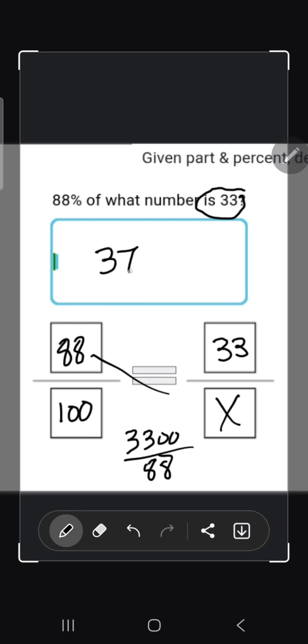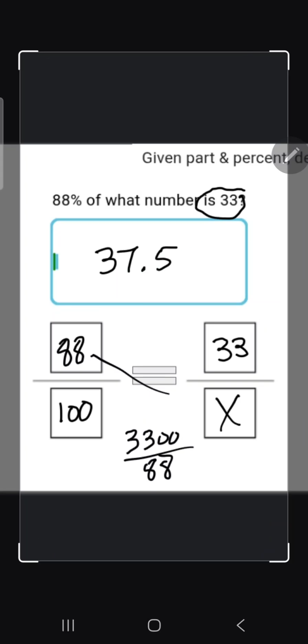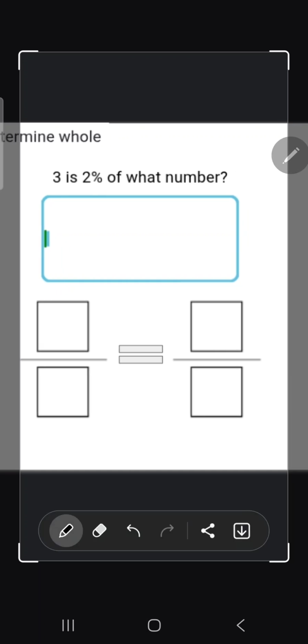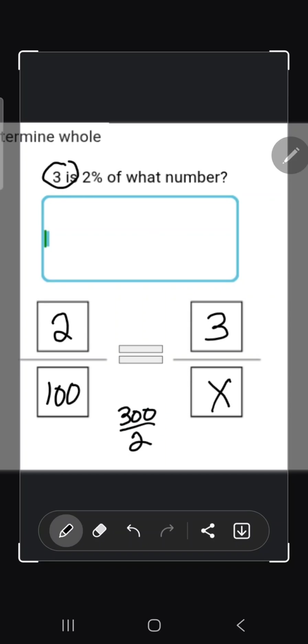Let's take a look at the next one. 3 is, the keyword there is, that tells me that's going to be the part. 2%, the 2 has to go over 100. And then we're looking for the total. So we have 100 times 3, which is 300. And we're dividing by 2, and that ended up being 150.